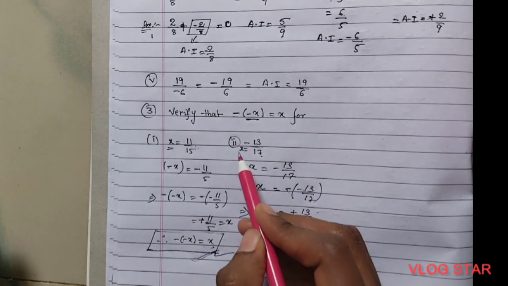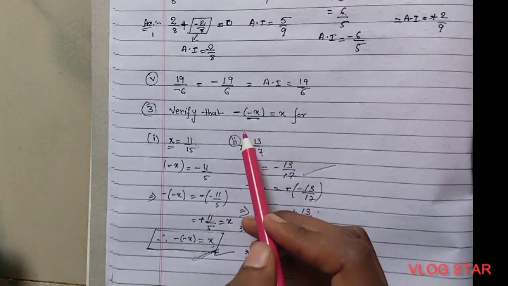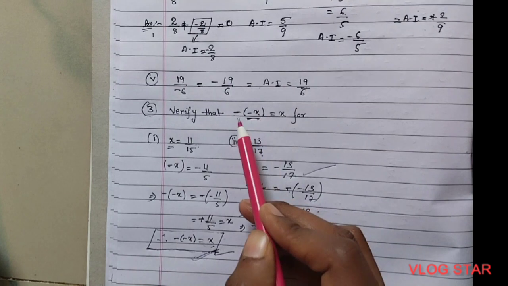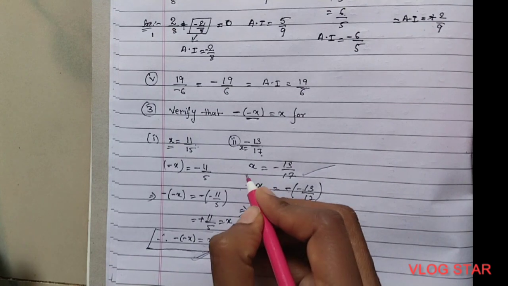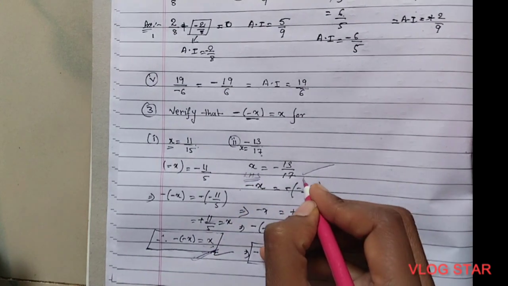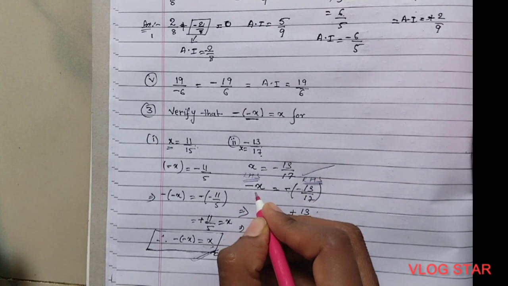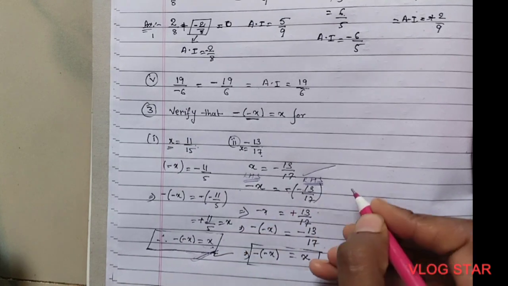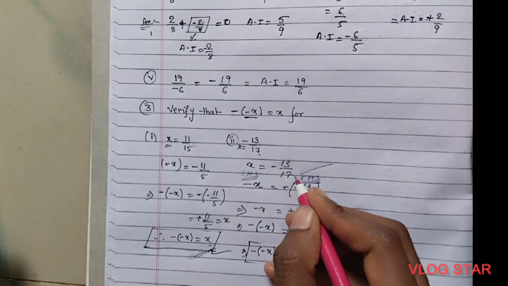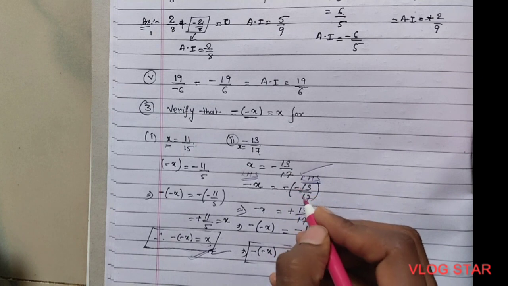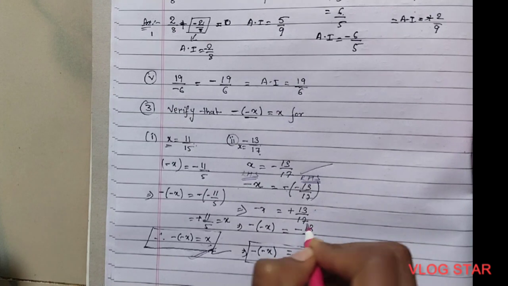In the second question we have x equal to minus 13 by 17, so I write down here minus 13 by 17, and we have to verify that minus of minus x is equal to x. This is our left hand side and this is our right hand side. I am going to multiply with a minus on the left hand side, so I get minus x, equal to, on the right hand side we also multiply with the minus, so I multiply with the minus and write in brackets minus 13 by 17. So minus minus becomes plus and 13 by 17 as it is.